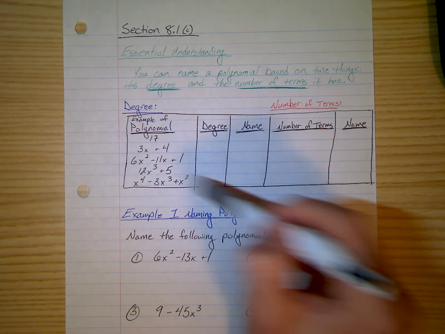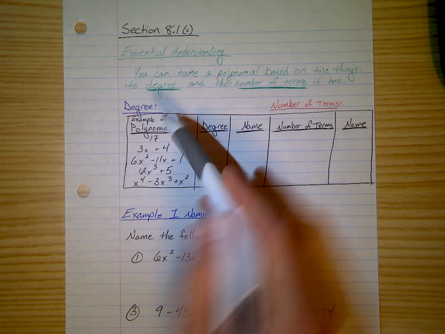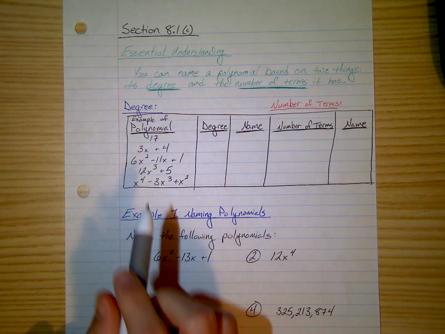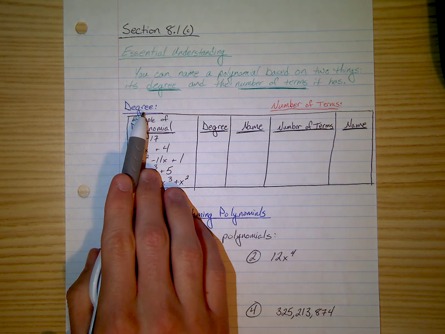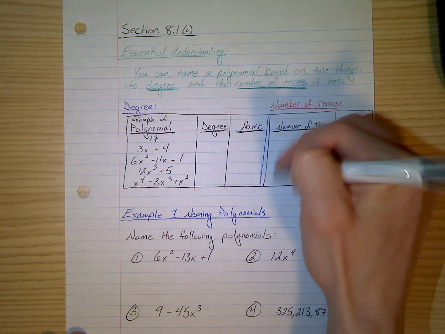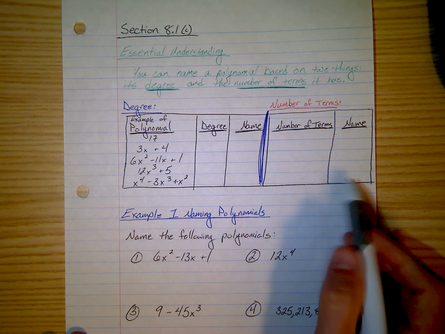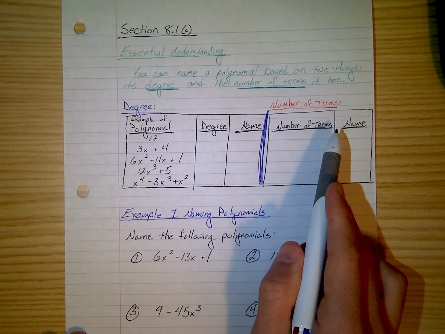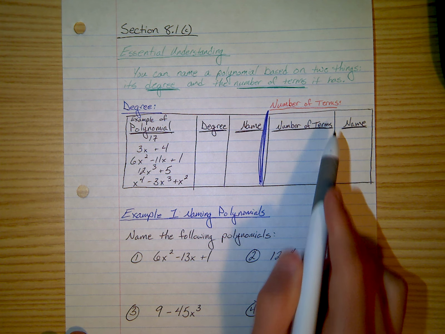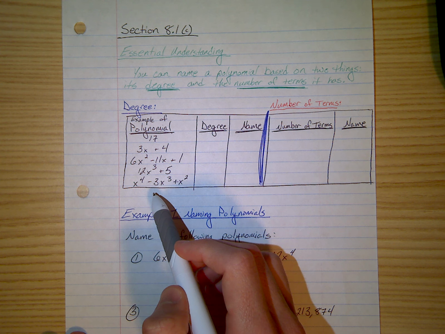So I want you to copy this table down. You can pause the video if it takes you a second to do that. That's fine. Okay, and over here on the left side, we're going to be naming them based on their degree, and then on the right side, we're going to be naming them based on how many terms they have. So I have 5 different example polynomials here.